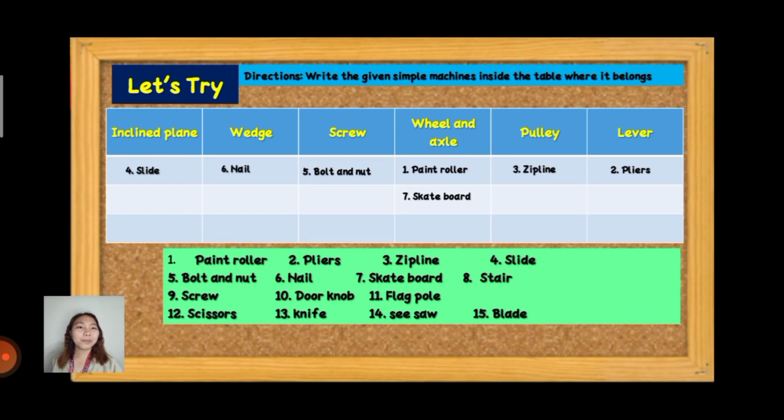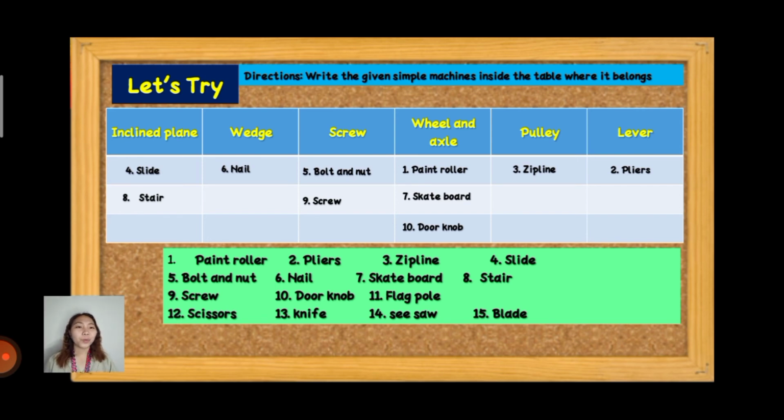Okay. Okay, number 8, the stair. Yes, klaro kaayo. Naa na siya sa incline plane. Okay, number 9, the screw. Pangalan pa lang, klaro na. So, naa siya nabilong sa screw. Okay, number 10, the doorknob. Very good. Nabilong na siya sa wheel and axle. Pwede ra siya nato maliso.